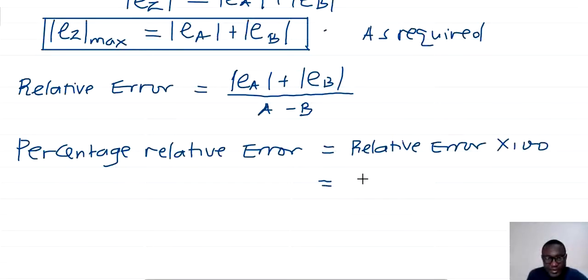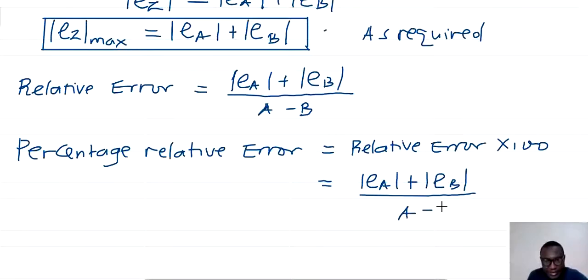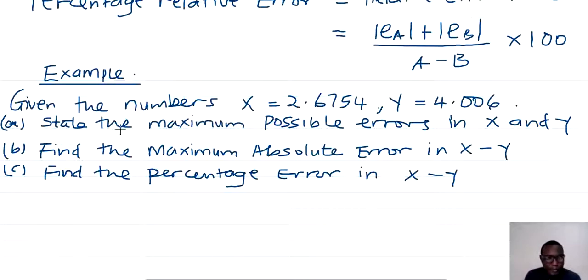So this is going to be the error in A plus the error in B, divided by the exact value, which is A minus B, times 100. So this here is the percentage error. Having derived that, we are now going to use it in an example. So our question is right there.